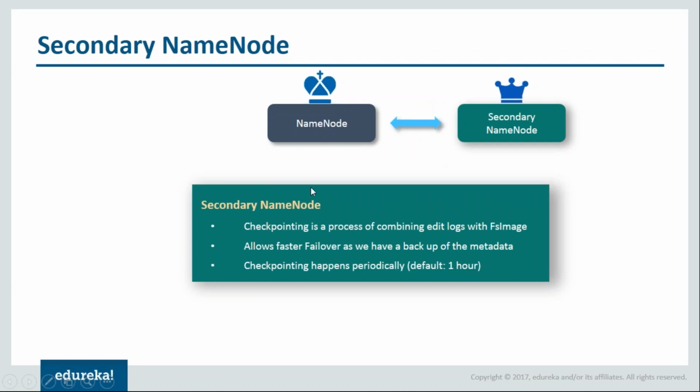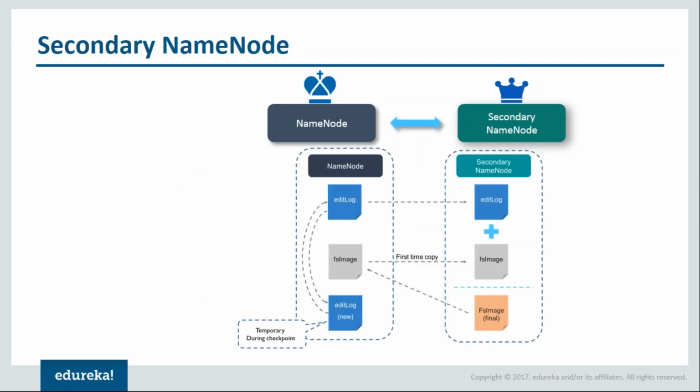So in a situation where a name node goes down and the entire metadata is lost, we don't have to worry. We can set up a new name node and get the same transactional files and the metadata from the secondary name node, because it has been keeping an updated copy. And checkpointing happens after every 1 hour, but you can also configure it. So let us understand the process of checkpointing in detail.